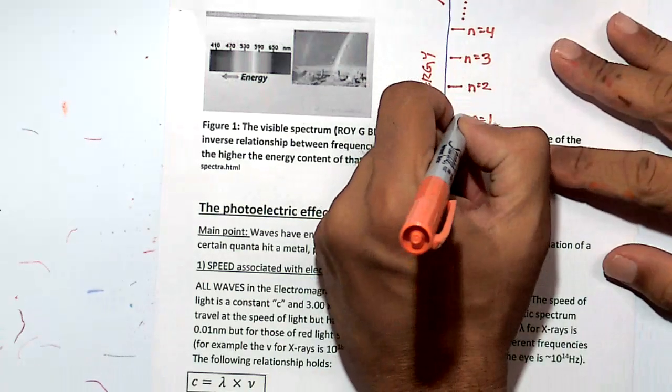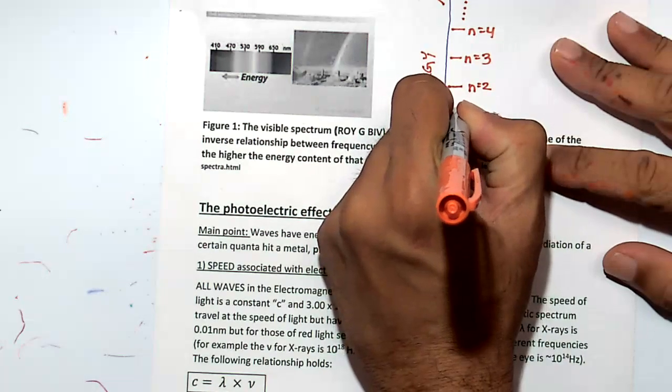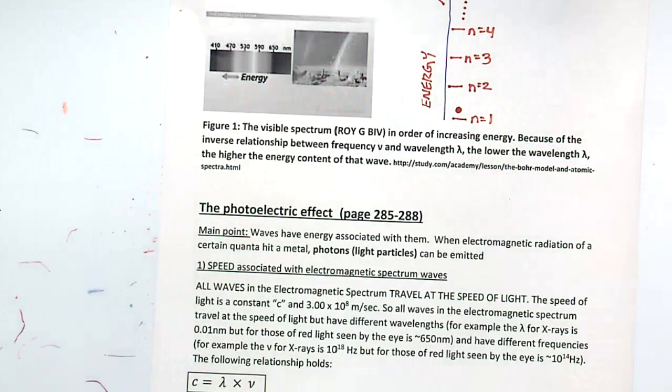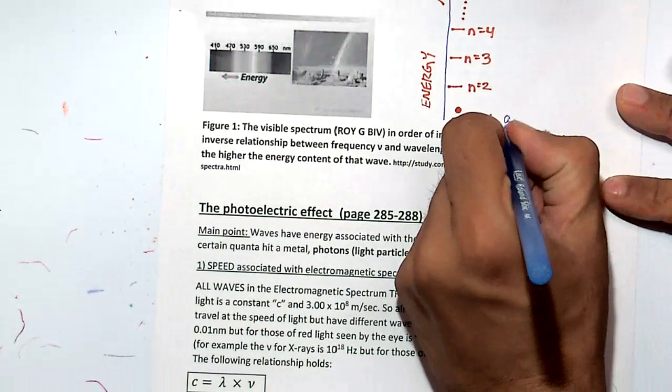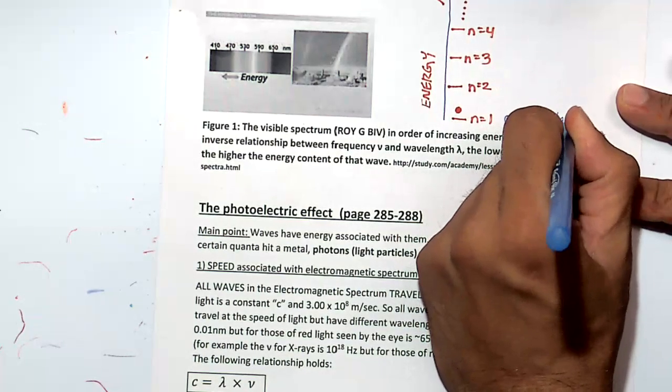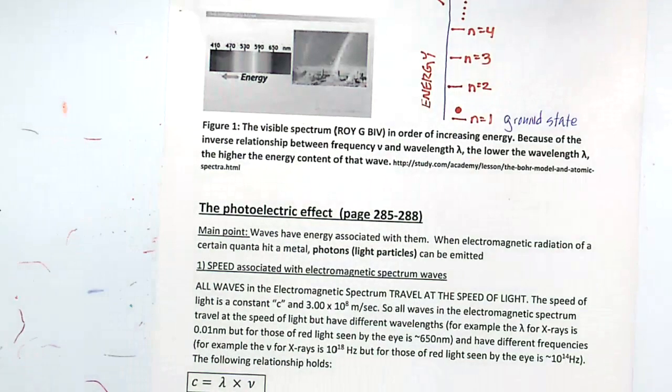So let's say I have an electron here. You just have to play along with me. I have an electron in the atom, and it's in energy level 1. We'll call that the ground state.